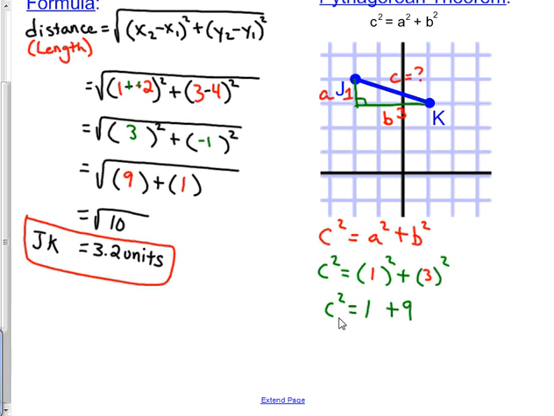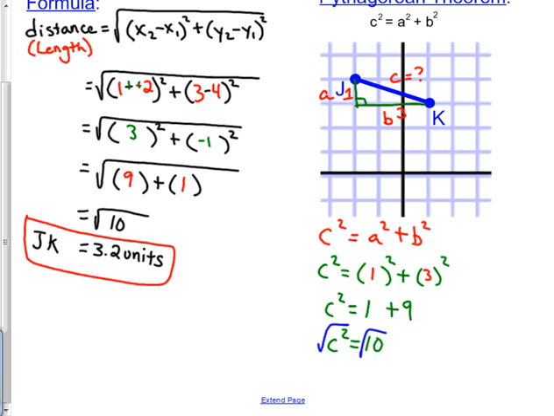And then we're going to evaluate. We know that if I take 1 and square it, I get 1. 1 times 1 is 1. 3 squared, 3 times 3, is 9. We're going to add the 1 plus the 9 to get 10. And then we have to get rid of the squared value. To get rid of a squared, we're going to use the square root.